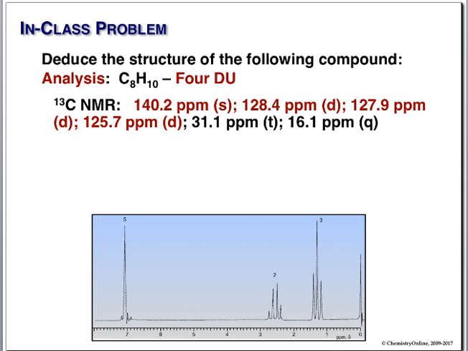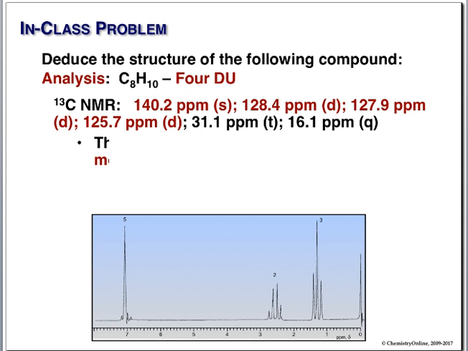Now let's look at our C13. In our C13, down here in the aromatic region, we have a singlet and 3 doublets. Remember, 1 singlet and 3 doublets was what? Monosubstituted benzene. We also have a triplet, that's a CH2, and a quartet, that's a CH3. Ethyl group, monosub benzene.